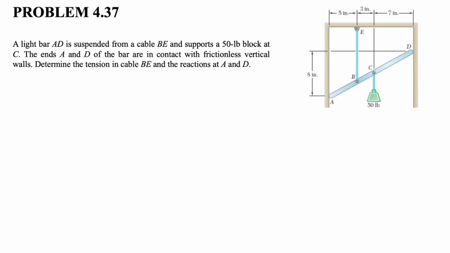Alright guys, welcome back. In today's question, we're going to be solving another problem from chapter 4 of your Johnston textbook, and we have a light bar AD that is suspended from a cable BE and supports a 50 pounds block at point C. The two ends A and D of the bar are in contact with frictionless vertical walls, and we need to determine the tension in the cable BE and the reactions at points A and D.